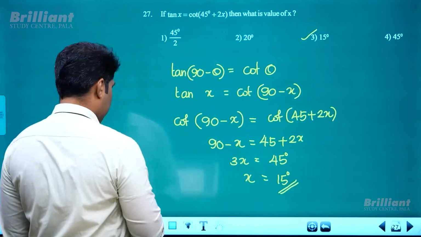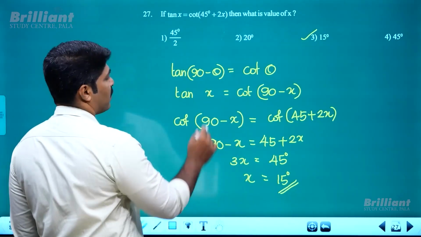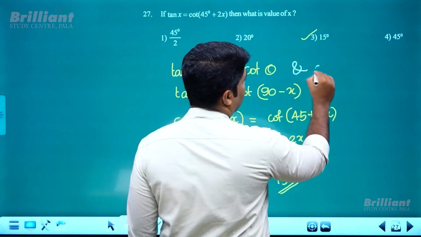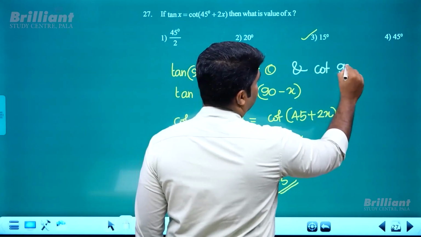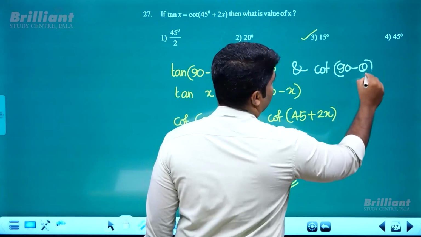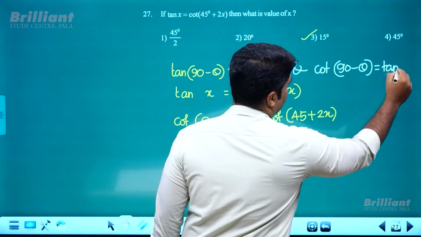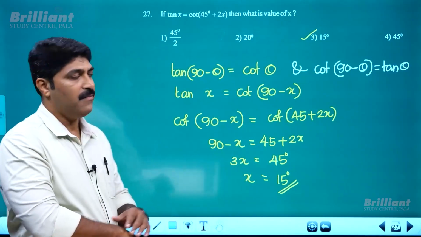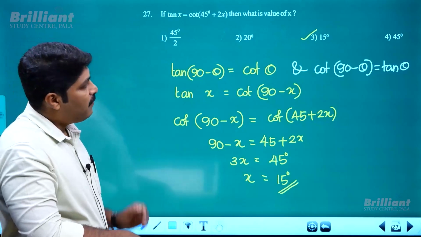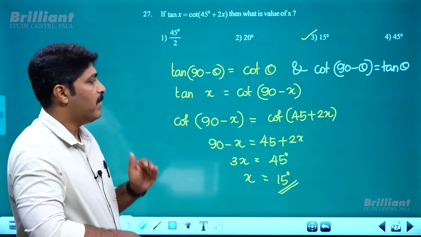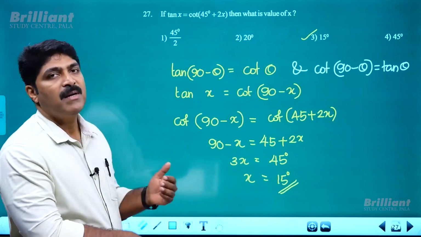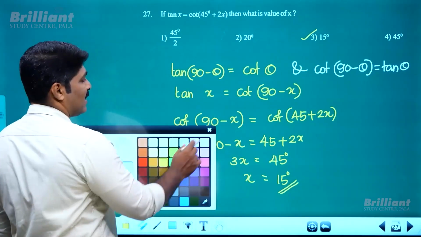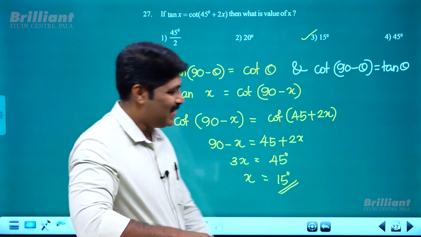Don't forget, here we considered the conversion angles like this: tan 90 minus theta equals cot theta and cot 90 minus theta equals tan theta. Great. So we applied these results for the conversion in this question. Whenever you get a similar type of question, always keep it in mind. That's nothing but the simple conversion concept. With the help of that, you can easily catch the answer of these type of questions.